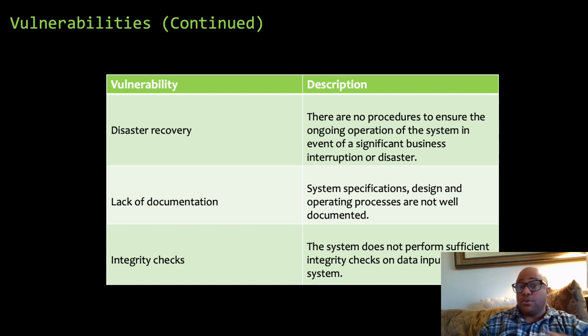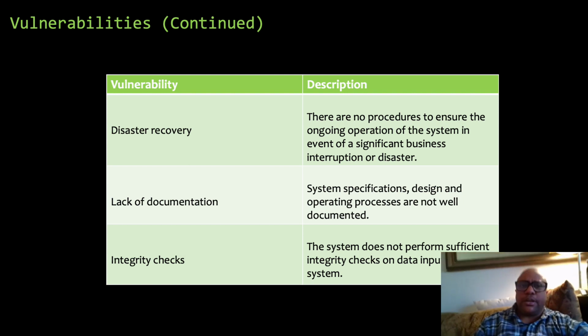And lastly, a huge vulnerability we found is in the area of integrity checks on the data. The system does not perform sufficient integrity checks on data that's input into the application, into the system. Just to give a little background on that, data integrity is the process of making sure that the data that you have is accurate and consistent. This goes back to integrity in the CIA triad, where you want to make sure that the data you have, what you're seeing, is accurate. It is what it is. It's indeed trustworthy and it's consistent.